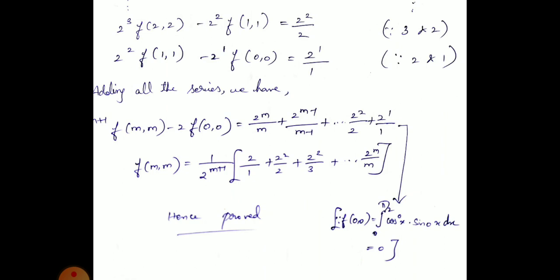Now adding all the series, we have 2 power m plus 1 into f of m comma m minus 2 into f of 0 comma 0 equal to 2 power m by m plus 2 power m minus 1 by m minus 1 and so on up to 2 squared by 2 plus 2 power 1 by 1. So we take 1 by 2 power m plus 1 as a common term in all the terms. So we get the answer f of m comma m equal to 1 by 2 power m plus 1 into 2 by 1 plus 2 squared by 2 plus 2 cubed by 3 and so on up to 2 power m by m. Since we know f of 0 comma 0, if we apply the limit we get 0 only. So we take these m terms alone, and we arrive at the result.